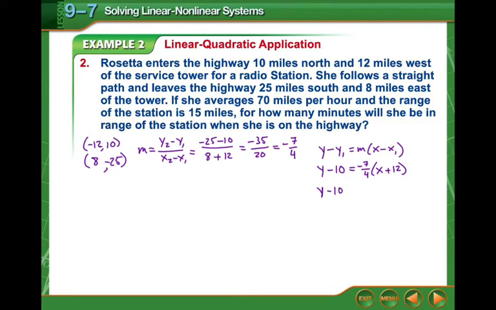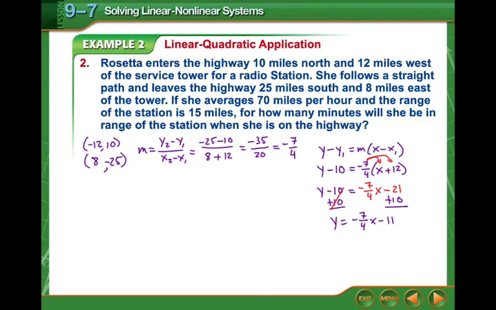So first thing we need to do is distribute that negative 7/4 into the parentheses. So we get negative 7 over 4x minus, so negative times a positive is negative, 7 times 12 is 84. 84 is divisible by 4, so that comes out nice and pretty to be 21. So minus 21. And now we need to move that 10 over, so we're going to add 10 to both sides. So we have y is equal to a negative 7/4 x minus 11. So there's our first equation. That's her line on the highway.